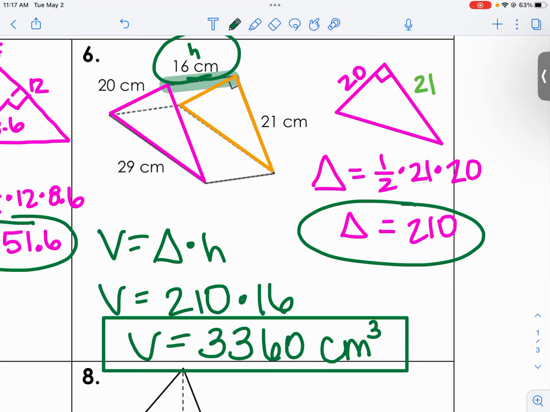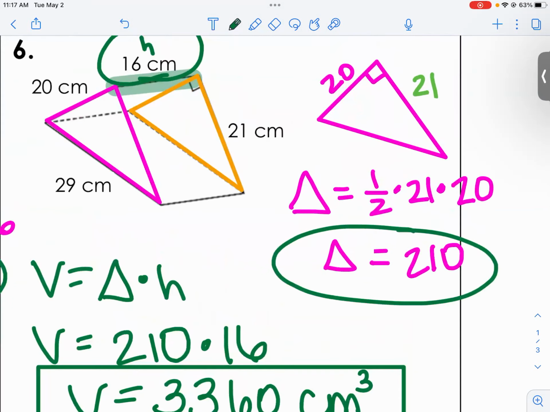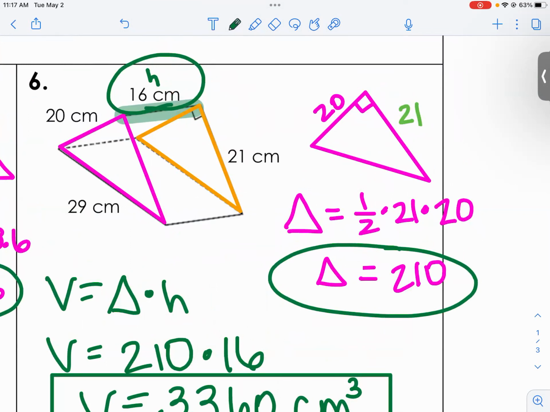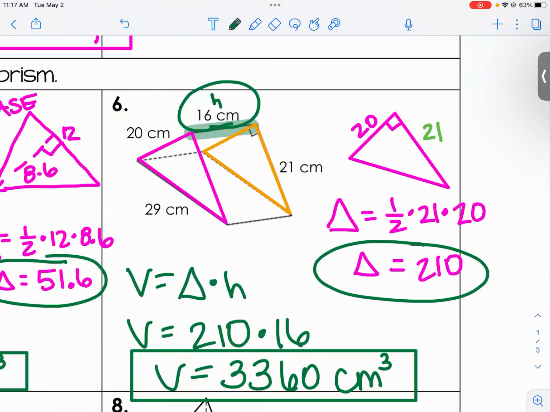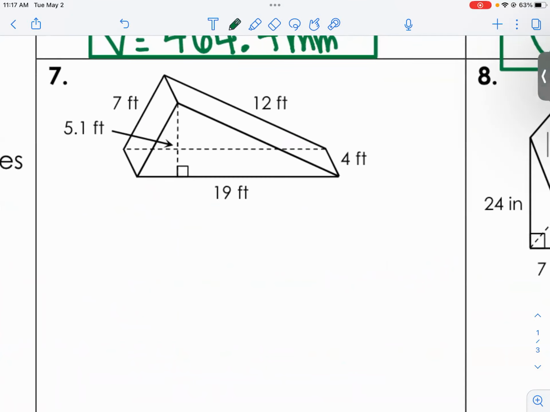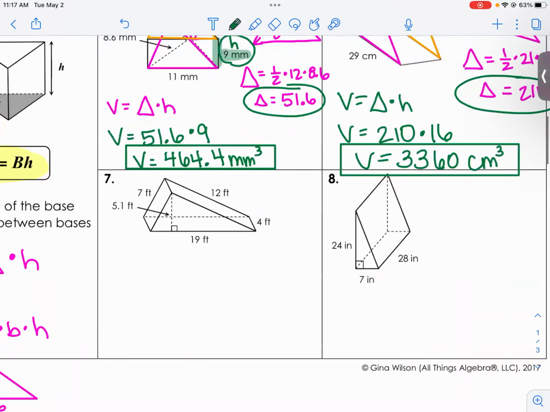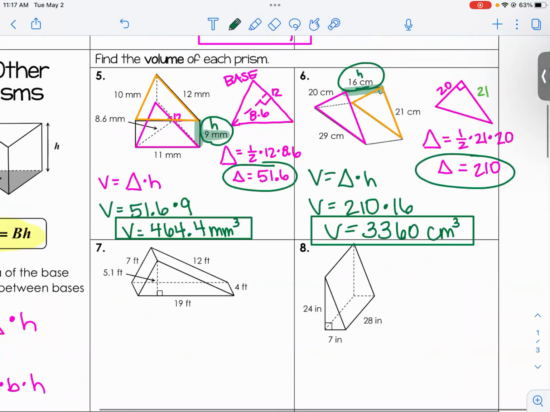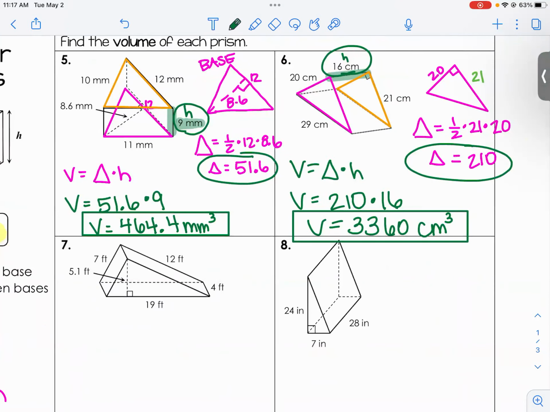Okay, I think it is really helpful for you to redraw the triangle in just 2D form so you can look at just the numbers that you need. Okay, so what I'm going to have you do is number 7. I would like you and your elbow partner to work through number 7.